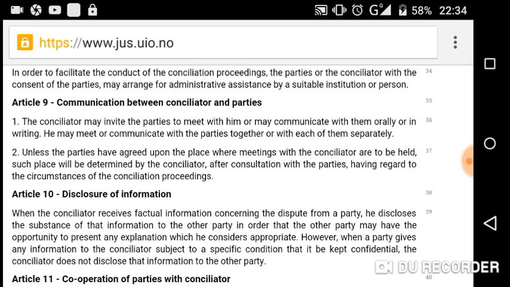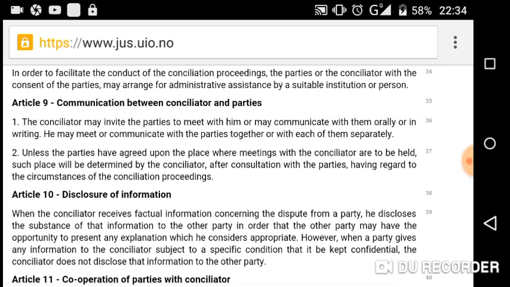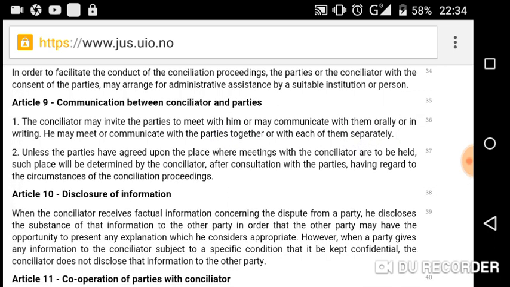He may meet or communicate with the parties together or with each of them separately. A word to note is together or separately, which has importance. For example, the conciliator may meet one party separately, or beside another party.